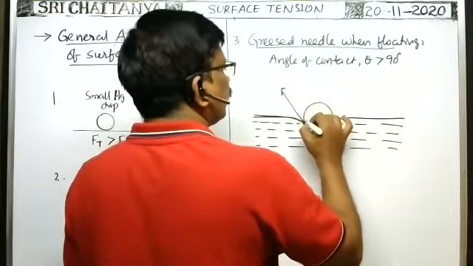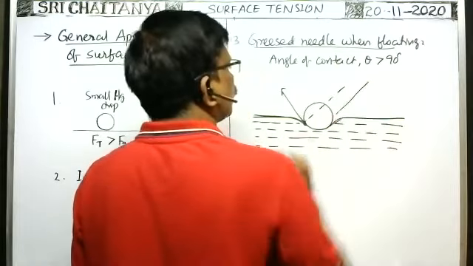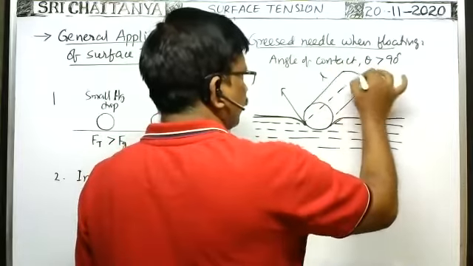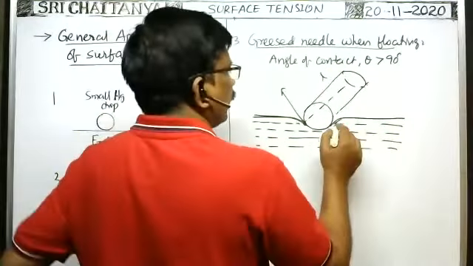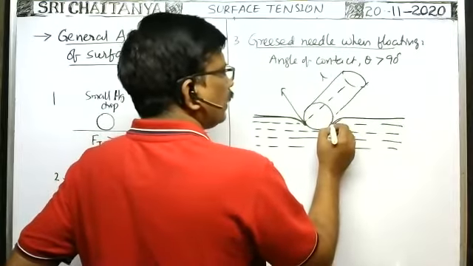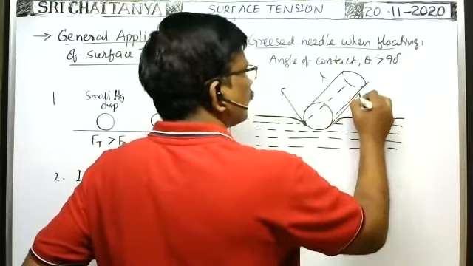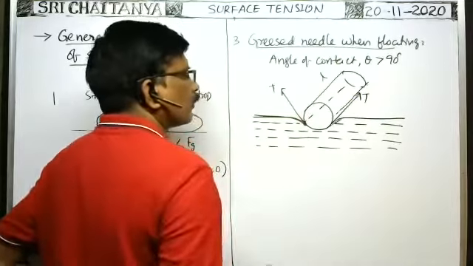Of course, the needle also has some length, length L. The length of the needle is L. It is floating over the surface of the liquid. Here, at this point of contact, when you draw the tangent to the surface, the tangent is in this direction. That is the direction of the surface tension.